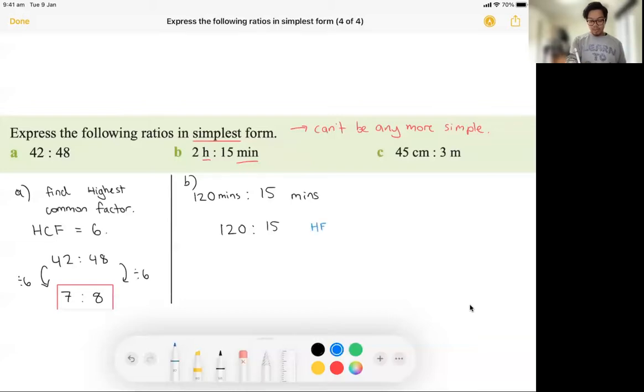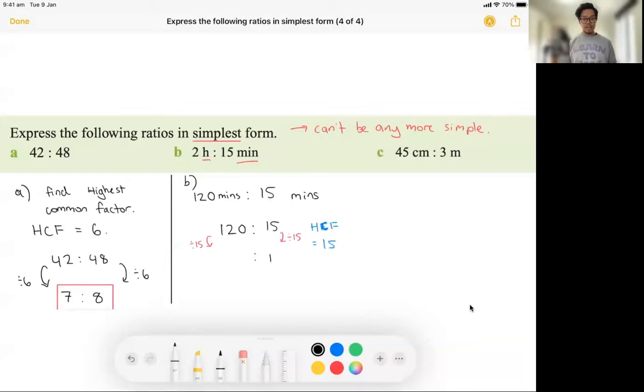I'm looking at my highest common factor, HCF. And here I'm going to see that it's 15, because 15 goes into 15, but 15 also goes into 120. So let's see how many times. We're going to do 15 divided by 15. Remember, we divide by the highest common factor, divide by 15, divide by 15. 15 divided by 15 is 1.